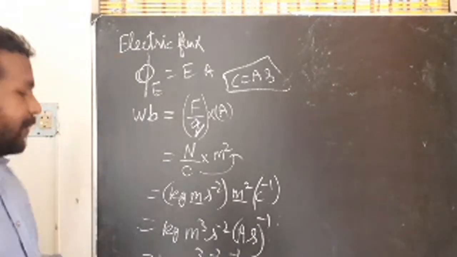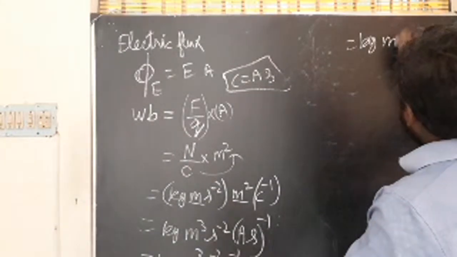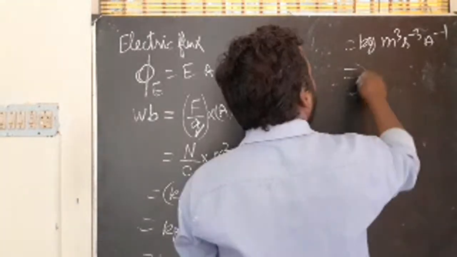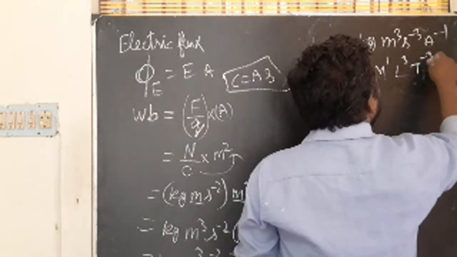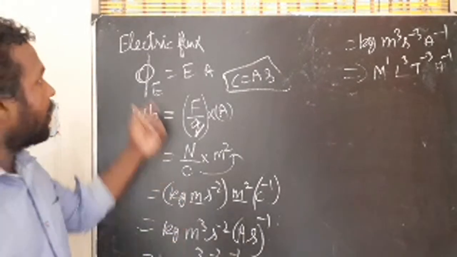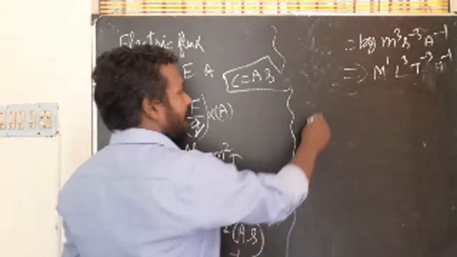Now what is the solution I can get? Kg, meter cube, second minus 3, ampere inverse. So the dimensional formula is M power 1, L power 3, T power minus 3, A inverse. Now I got the dimensional formula for electric flux. Then we are going to do the dimensional formula for magnetic flux.